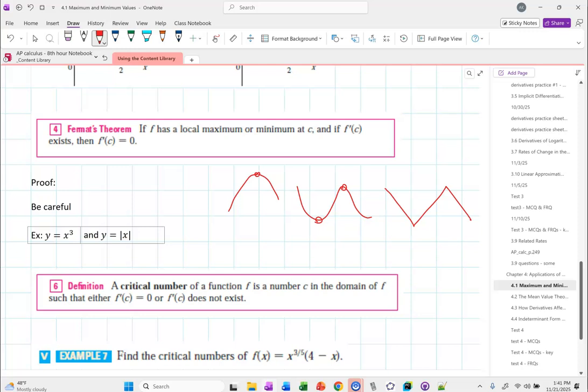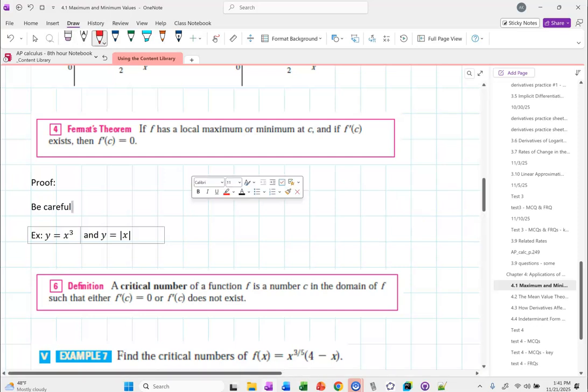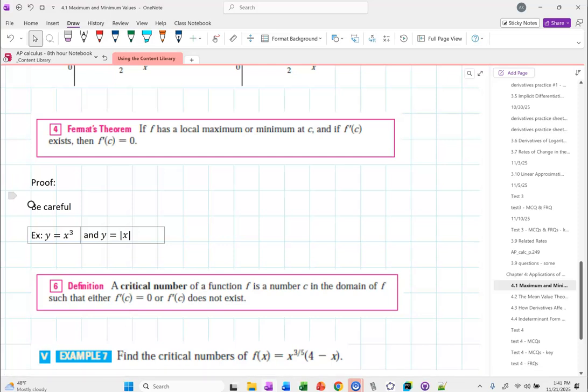So at those corners, would they not be considered local minimum? No, they absolutely are still local minimum and maximum, but the derivative doesn't exist there. Okay. Cool. Question: can I do this in reverse? Yes. If I have a place where the derivative is 0, or where the derivative fails to exist, does that guarantee me a local minimum or maximum?